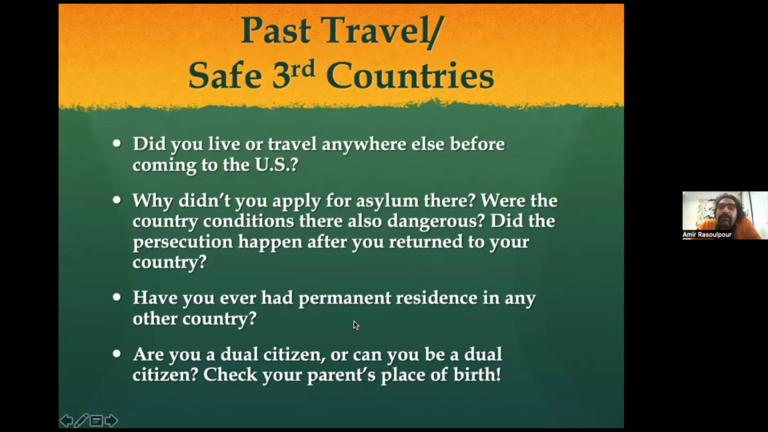And if you ever had permanent residence in another country, or if you're a dual citizen, meaning a double citizen, this could potentially be an issue for asylum. So, if this is the situation, you may want to talk in more detail with an immigration lawyer. And even if you don't currently have 2 passports, if your parents were born somewhere else, and through them it could potentially be possible to get citizenship somewhere else, you may also want to talk with an attorney.